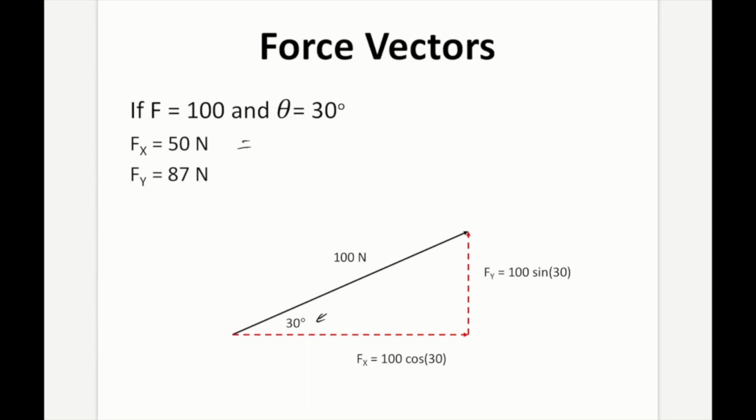F of x is going to equal 100 times cos 30, which is equal to 50 newtons. And F of y is going to equal 100 sine 30, which equals 87 newtons. And if we're looking at multiple vectors acting on an object, we can find the sum of those forces using this method.